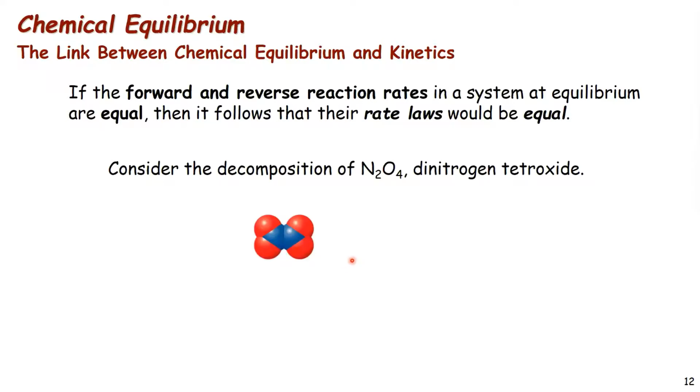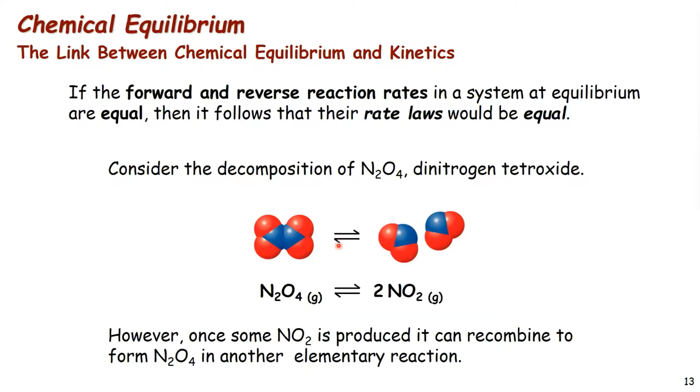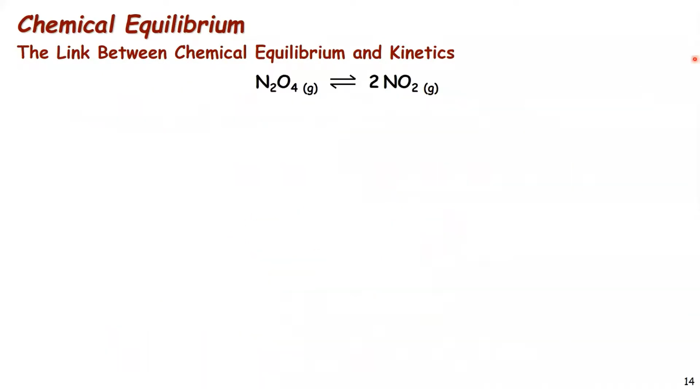So let's consider the decomposition of dinitrogen tetroxide. And it breaks down into nitrogen dioxide. So again, at first, when you only have the N2O4, it's only going to go to the 2 NO2s. But as this builds up, they're going to start reacting with one another again in a reverse reaction to form the N2O4 again. Okay? So we know that again, the rate laws are going to be equal.